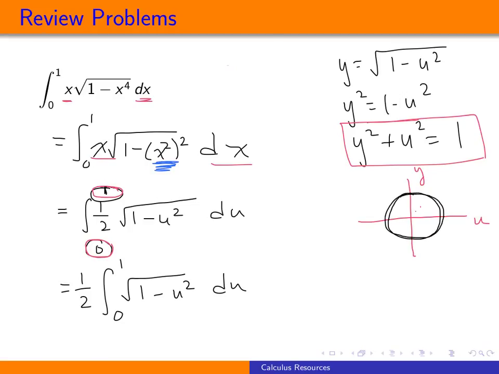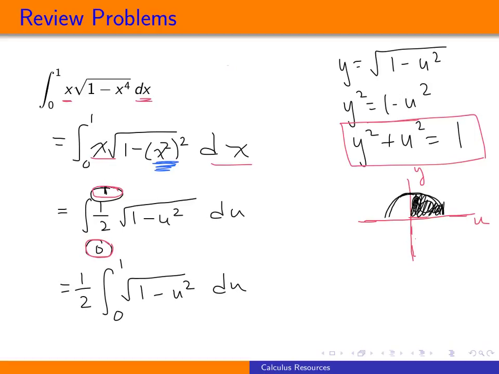That's my circle, and its radius is 1. And now I'm looking at just the positive part of the circle because I have the positive square root. It's not plus or minus, I just have the positive. So my graph looks like that. Now I'm integrating from 0 to 1. So I want this area right here, from u equals 0 to u equals 1.